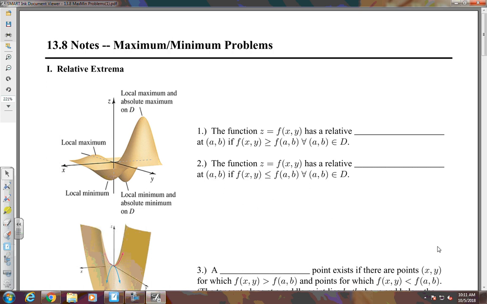The process will be similar. In fact, we're going to be looking at a process that is similar to the second derivative test from Calculus 1. Don't worry if you're rusty. We're going to review that information as we go. So let's talk about relative extrema.